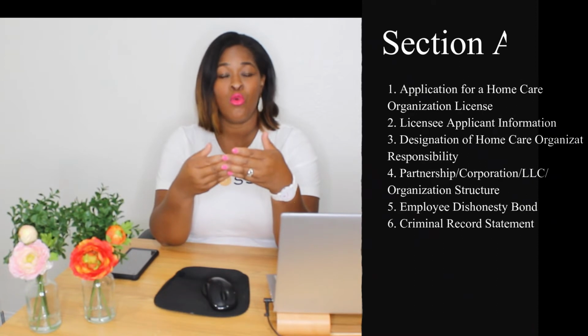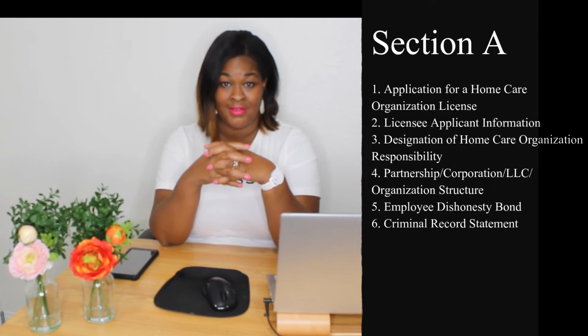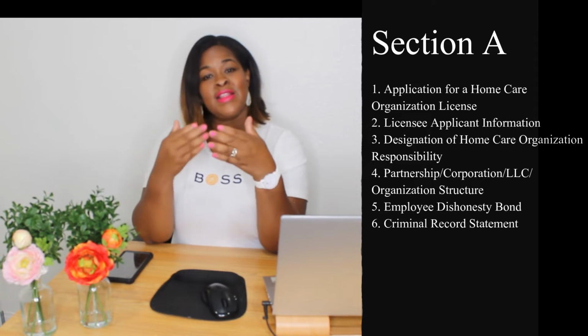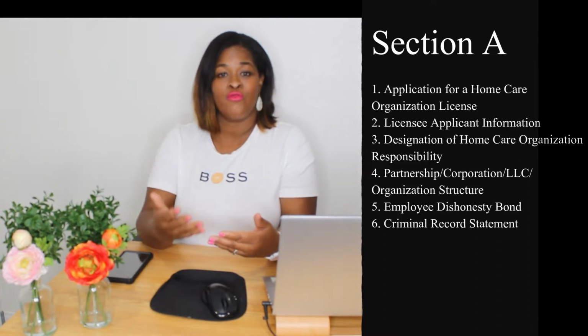As a reminder, there are two sections that are necessary in order for you to submit for licensure. Section A is comprised of your home care organization licensing forms. Those licensing forms include the following: the application for a home care organization license, the licensee application. In this document, they really want to understand a little bit more about the applicant or those included in this application process. The next form is the designation of home care organization designee form.